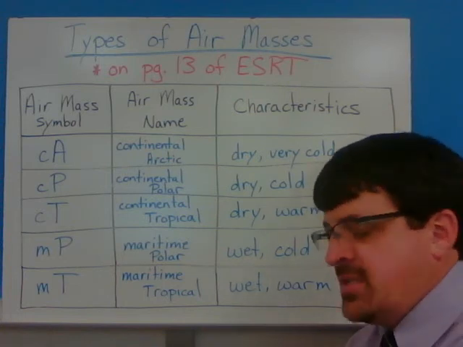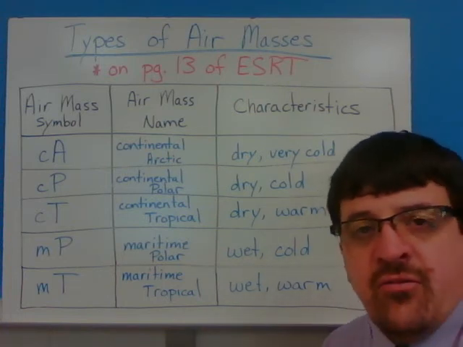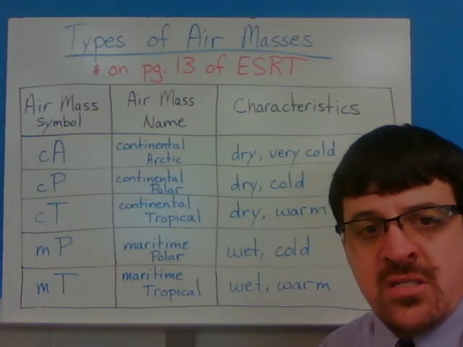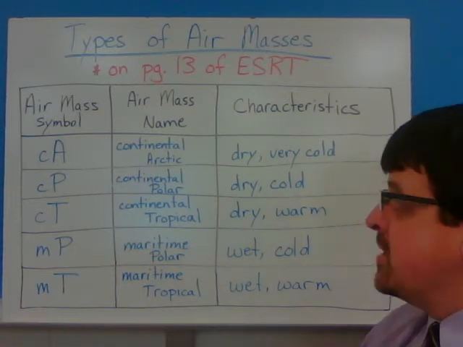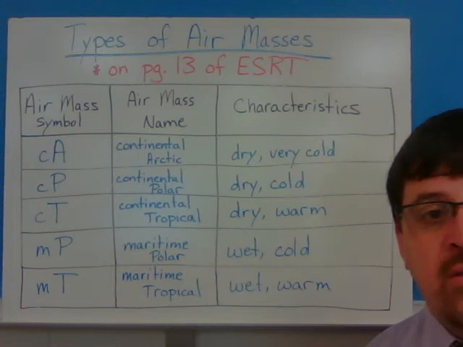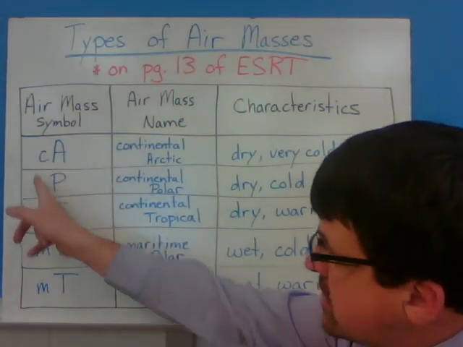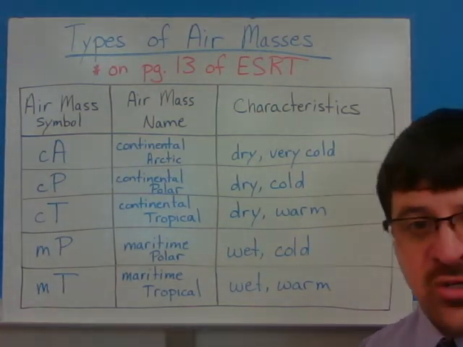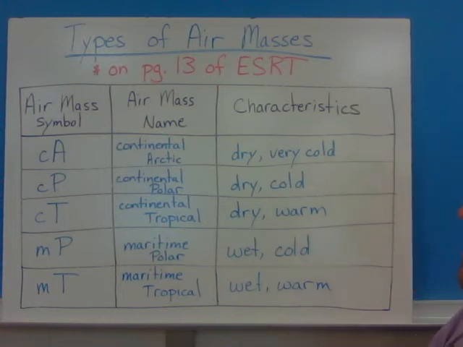Those are drawn the temperature for the air masses. The temperature is always with an uppercase letter, and if you see all these right here, the second letter is an uppercase letter. The first letter is a lowercase letter for the moisture content. Okay? So, these are the types of air masses. These are found on page 13 of your reference table.